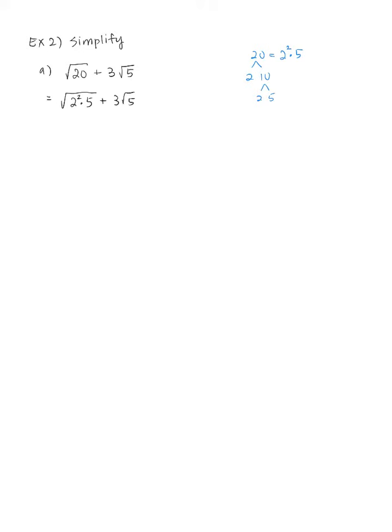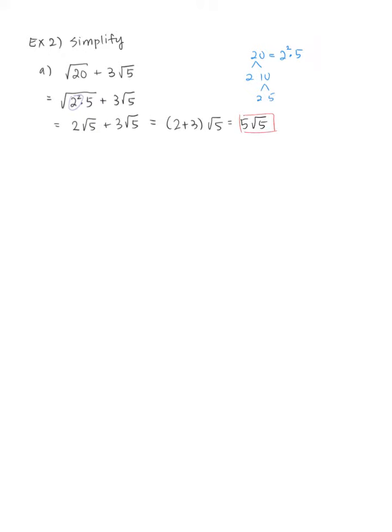And now what's going to happen? We have a perfect square there. So this is going to be 2 times the square root of 5 plus 3 times the square root of 5. Now combine those together and what do we get? We're going to have 2 plus 3 times the square root of 5, which is 5 square root of 5. Too many 5s flying around, but hopefully you were able to follow that one.